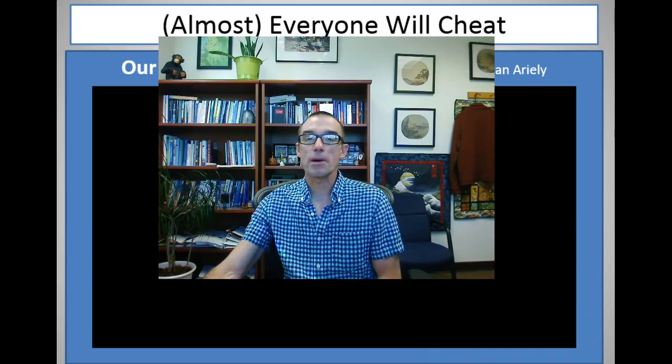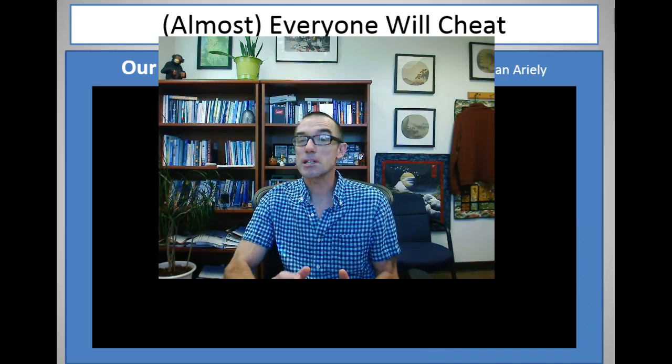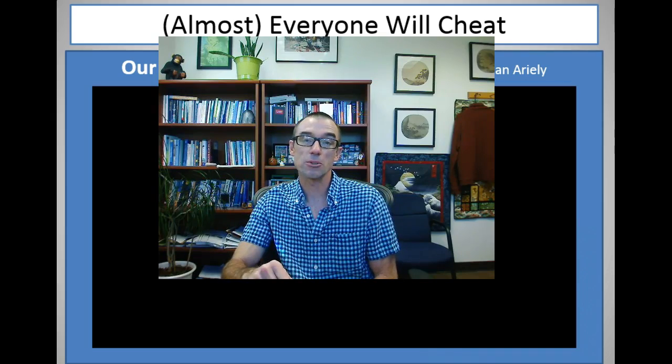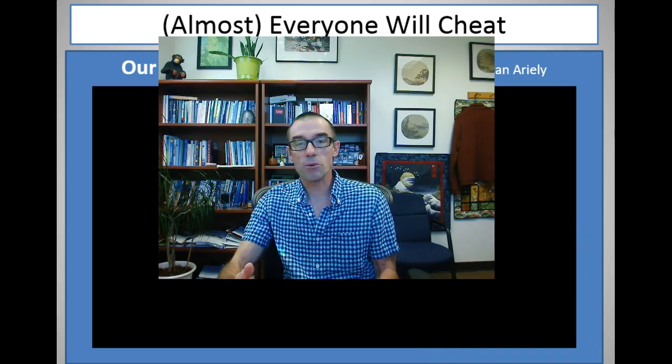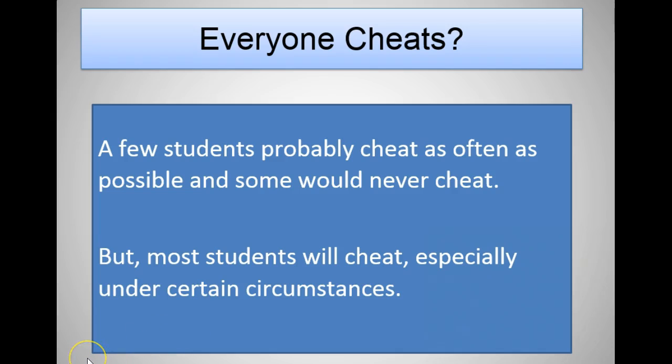But what Dan Ariely really talks about is, look, in the right context, almost everyone will cheat. There are a few exceptions, and there's some more things that he says in this TED Talk that are really interesting, but almost everyone will cheat in the right circumstances, and so maybe we shouldn't be surprised that most students will cheat in the right circumstances. A few students probably are pathological cheaters, people who are just going to cheat at every opportunity. And some students will never cheat. There are probably a few people out there that are rigorously honest in every context, no matter what. But most students will cheat, especially under certain circumstances.